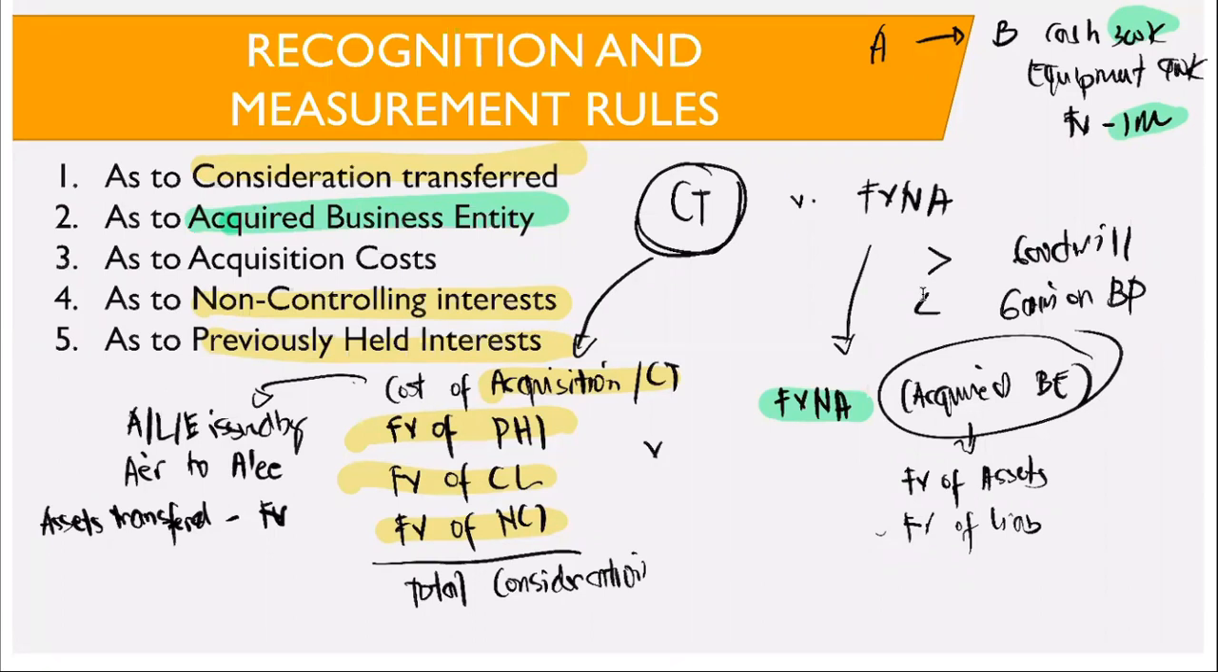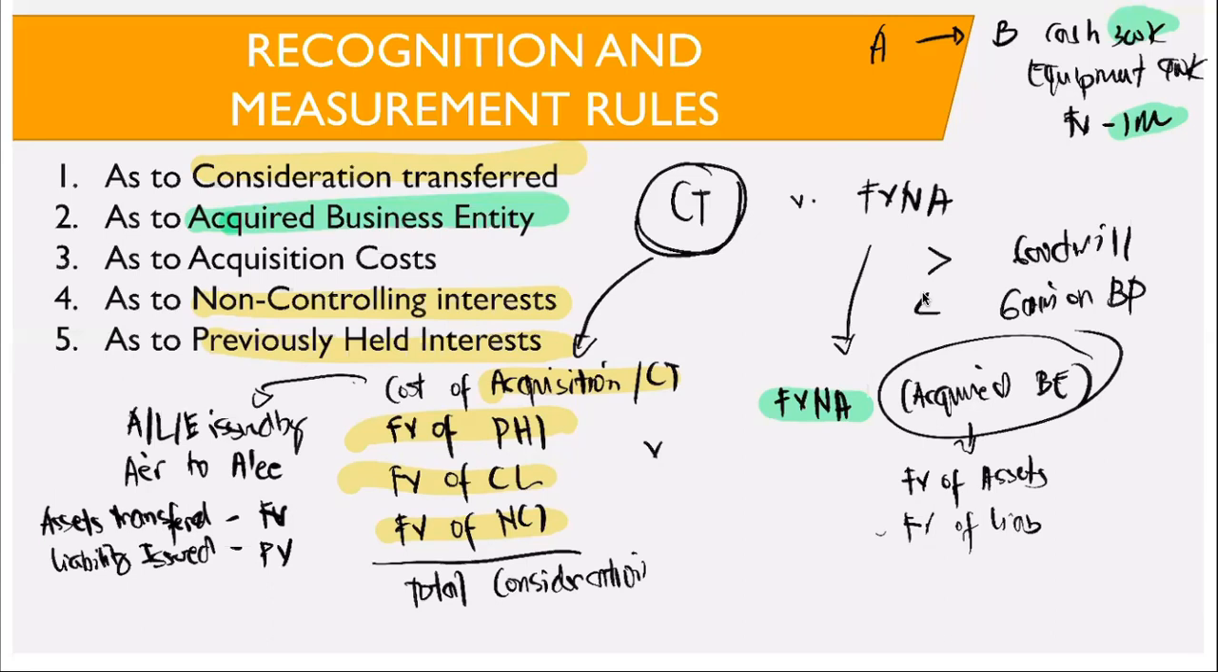The fair value of assets transferred is 1 million plus 300,000, 1.3 million. Next, as to your liability issued. If we issue any liability, how do we measure it? At present value. So we measure the present value of the obligation, also known as your fair value.